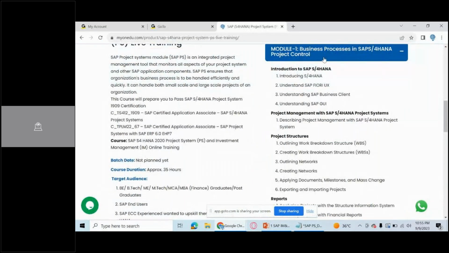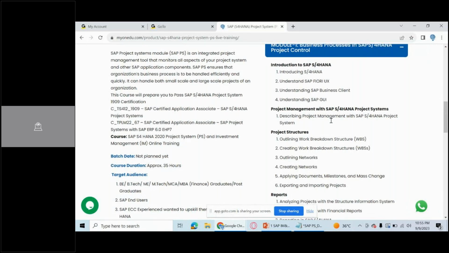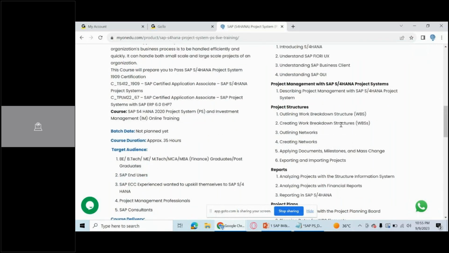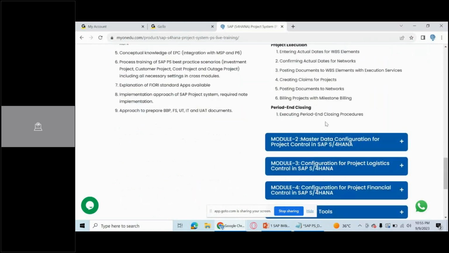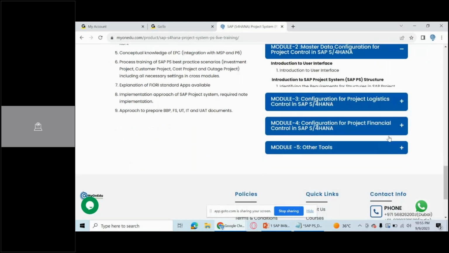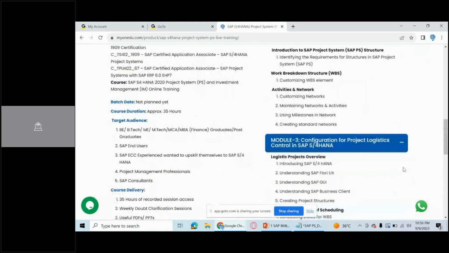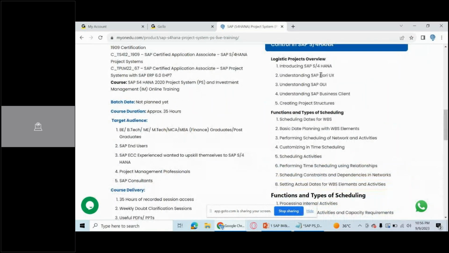Here you can see I'm writing module 1, module 2, module 3, because I just want to group our different contents here. So business process in SAP S4HANA, project control, introduction of SAP S4HANA, Fiori, understand SAP Business Client, SAP GUI, then what kind of different objects we are having: reports, project plans, project budget, project execution, period end closing, and then project logistics, project overview. All these course contents you can see here in detail.